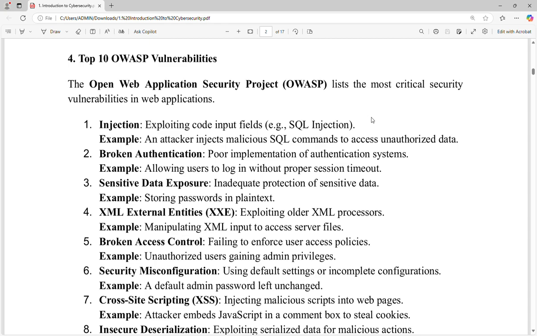Example: manipulate XML input to access server files. Mostly this is on server files. And then we also have broken access control, which is failing to enforce user access policy. If you don't implement user access policy, like least privilege, this can cause unauthorized users gaining admin privilege. When you don't implement least privilege, you should be giving minimum access based on the user's task.